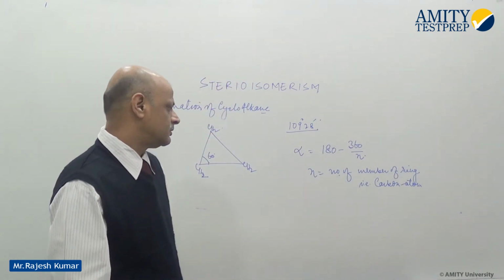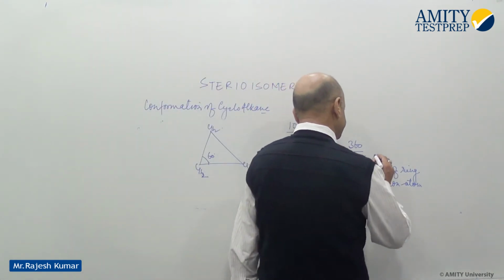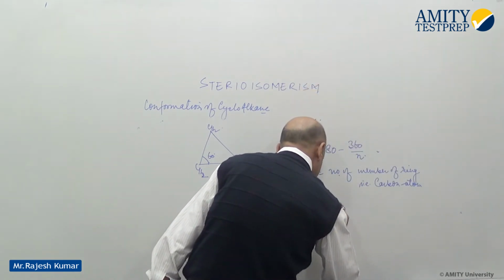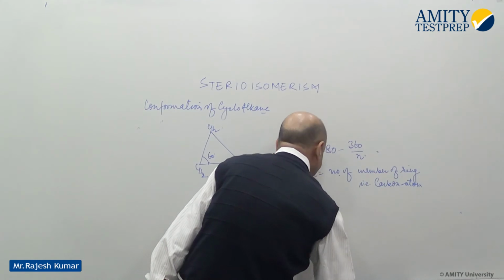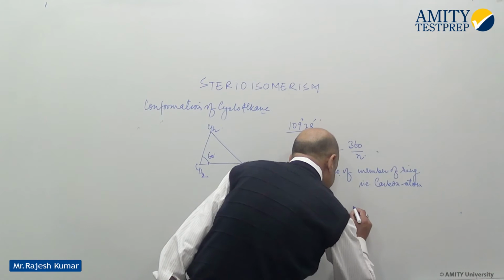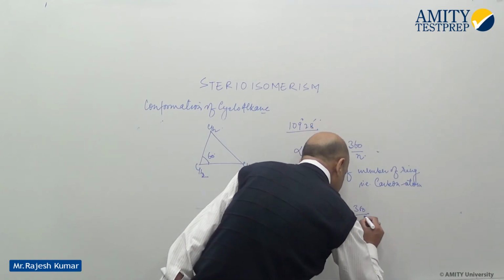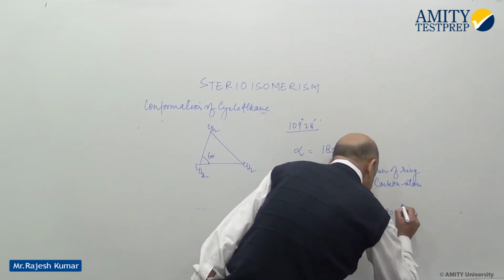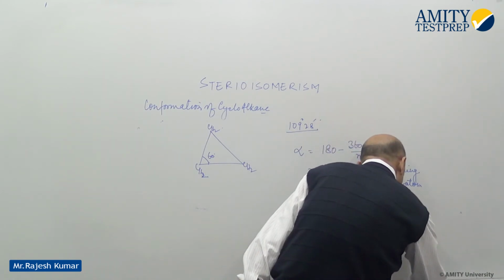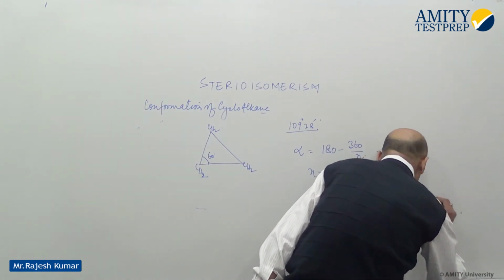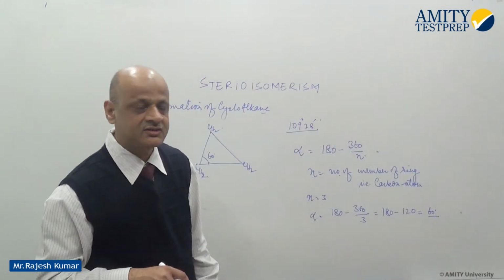So take the example of a 3 member ring. If n is equal to 3, then alpha is equal to 180 minus 360 upon 3, which is 180 minus 120, equal to 60 degrees. So in a 3-member ring, the bond angle is 60 degrees.